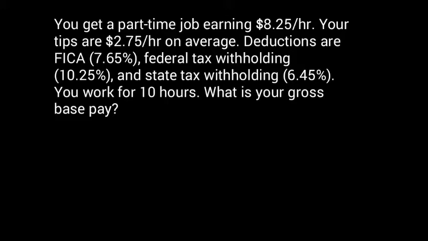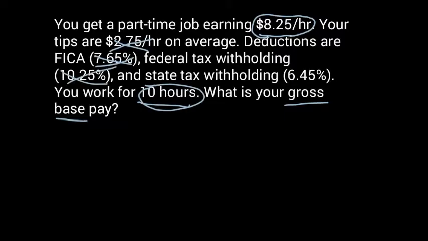So the key to this is we're working 10 hours and we want our gross base pay. Gross base pay is only what you make per hour. It does not include your tips. So we don't need the tips here. We need the $8.25 an hour. We need the 10 hours. And it wants gross pay, so we're not going to be taking out our taxes. So we don't need any of these percents for taxes. We had a lot of extra information in this.